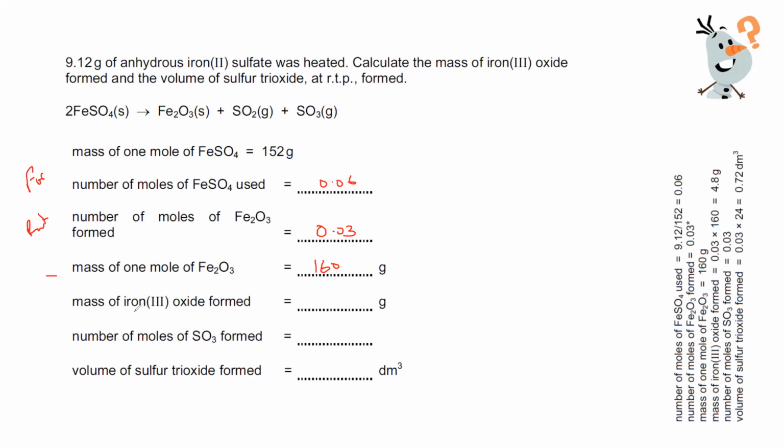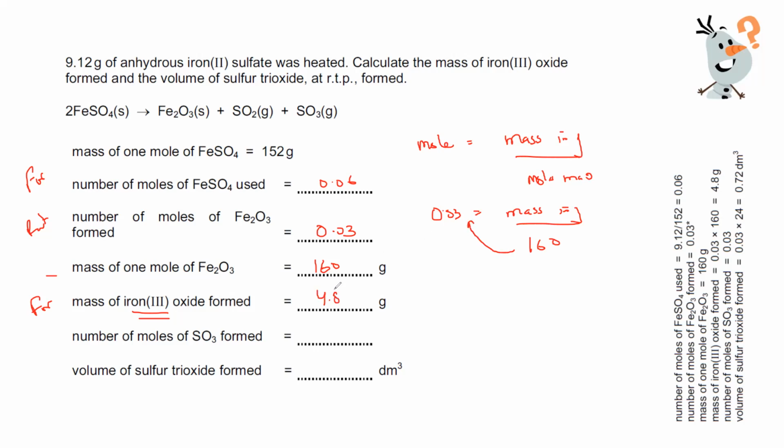So what should we use to get the mass of iron 3 oxide? We should use a formula. And the formula states that moles equal mass in gram divided by the molar mass. Moles are 0.03, mass in gram is unknown, and the molar mass of iron 3 oxide is 160. So 160 multiplied by 0.03 will be 4.8 grams. Is it clear?